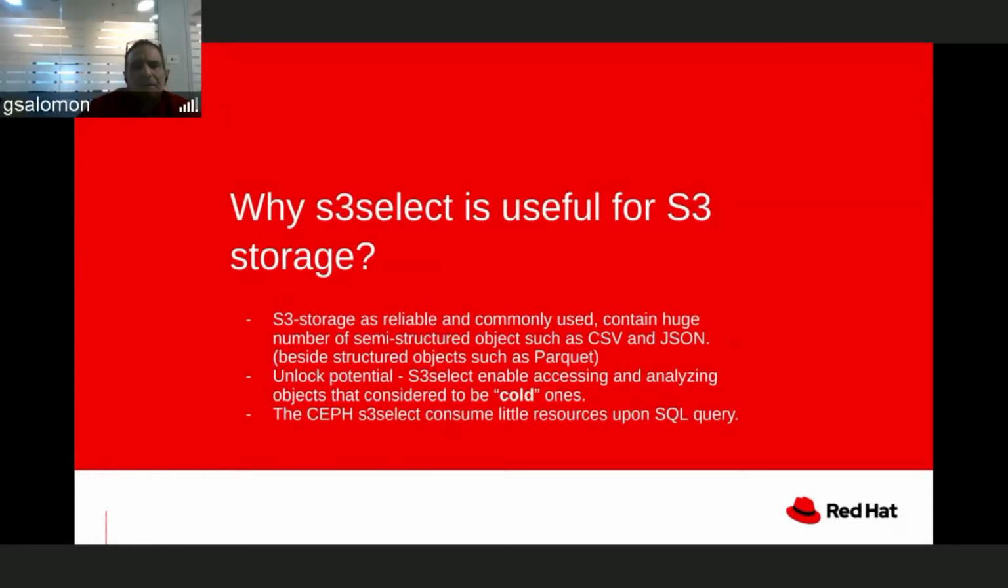CSV and JSON that reside on S3 storage are considered cold data. Upon using S3select, this cold data can be accessed efficiently. Querying huge semi-structured objects, such as CSV and JSON, without S3select is very expensive. It consumes a lot of network and also consumes CPU for serialization and deserialization. Our goal is to make object storage more attractive for analytical operations, not just for storing data.